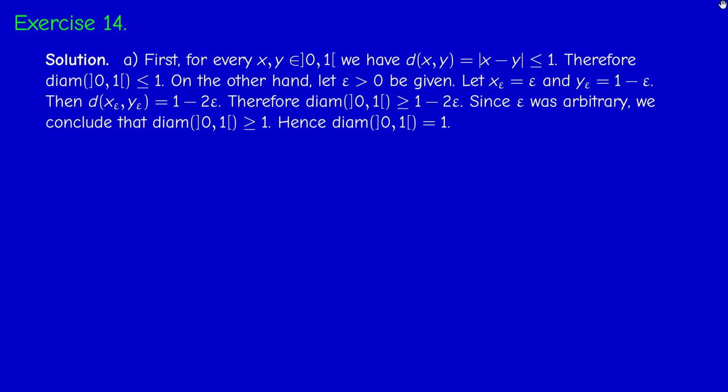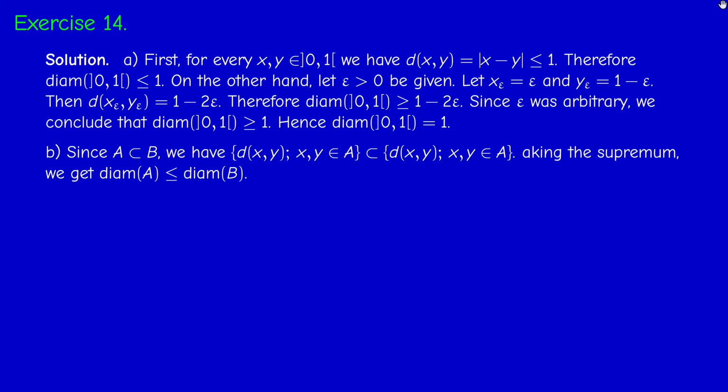Okay. Second question, straightforward. This should be B, actually, not A. When the set gets bigger, the set of distances from x to y, with x, y in A, is contained in the set of distances from x to y, with x, y in B. So taking the supremum, we get the diameter of A less or equal than the diameter of B. Okay. And now, third question: the diameter of A and the diameter of A bar are the same.